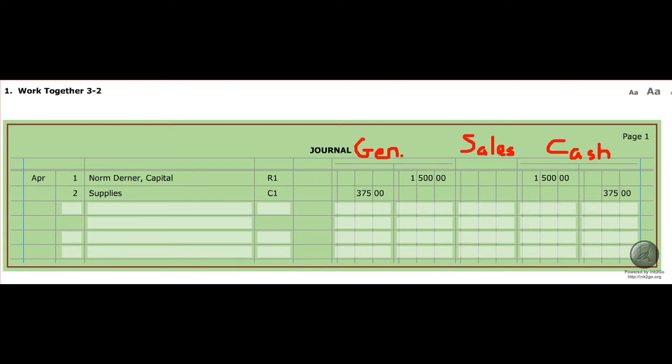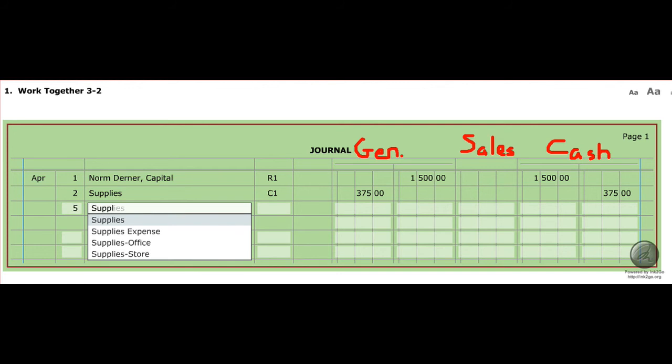The asset account supplies increases by a debit for $500, while the liability account accounts payable, Palm Supply, increases by a credit of $500. This is a unique situation where no special amount column totals are affected. So we're going to consider this our two-stepper. Our date is going to be the 5th. We're going to have two steps here.